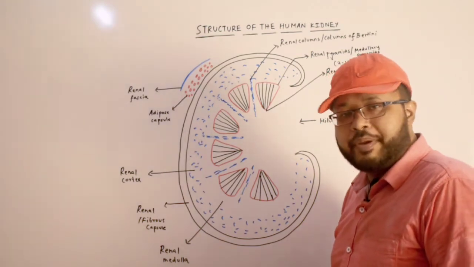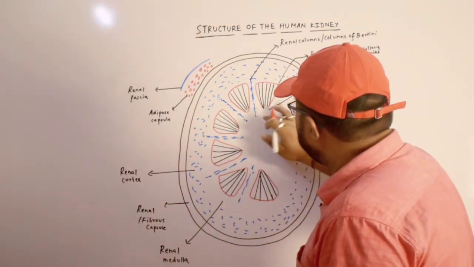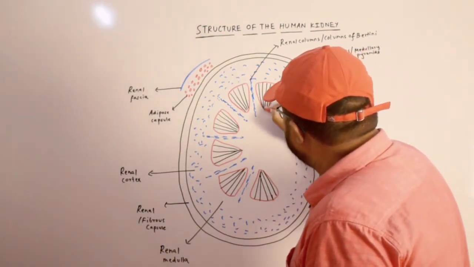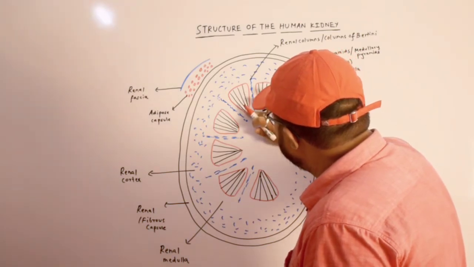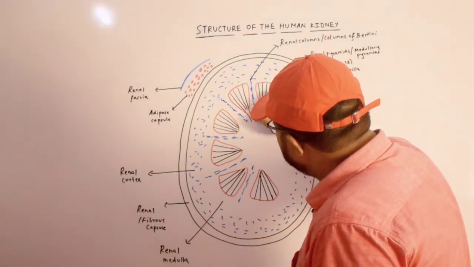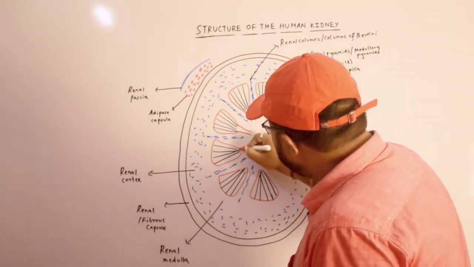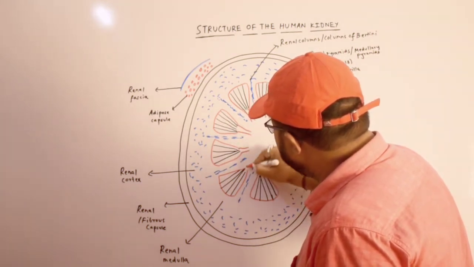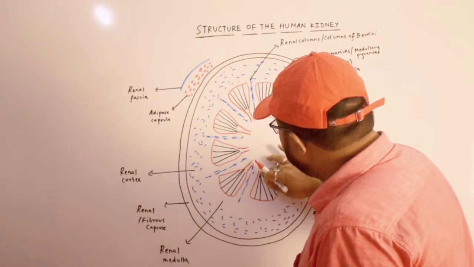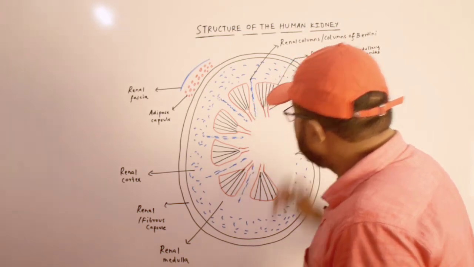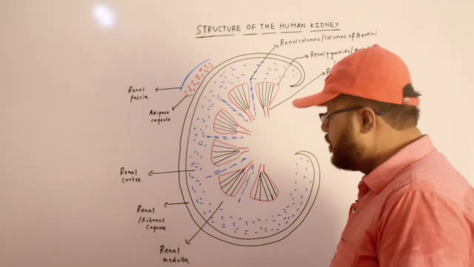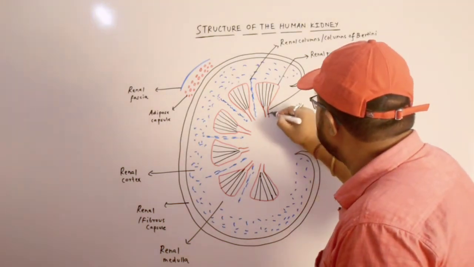Each of the medullary pyramids opens into a small tubule which is called the minor calyx. So this is the minor calyx.